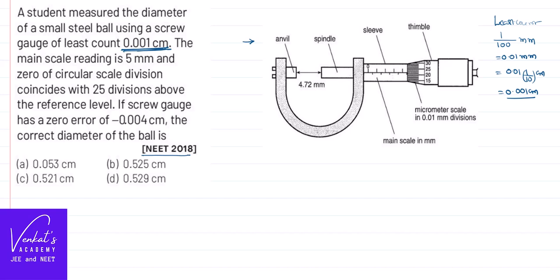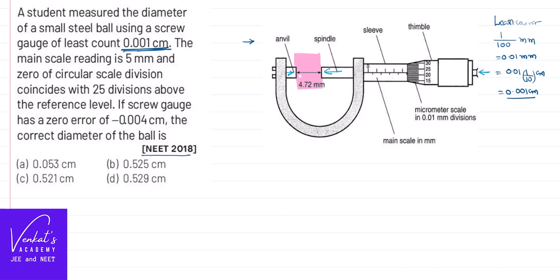Then, how do you measure a reading using a screw gauge? You keep the object whose thickness or diameter you want to calculate between the spindle and the anvil, the two jaws. After keeping it there, you keep it tight by adjusting this, by moving that.